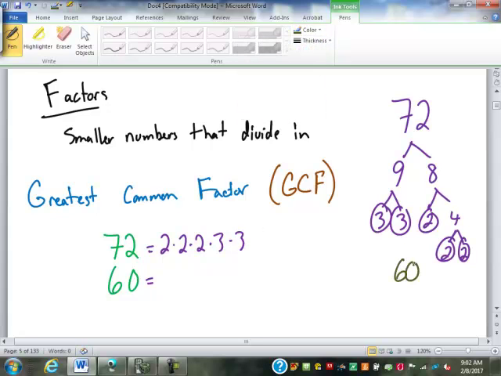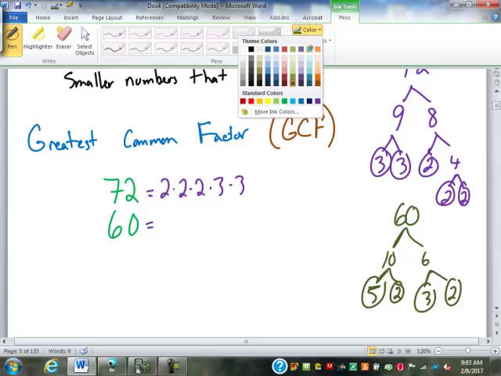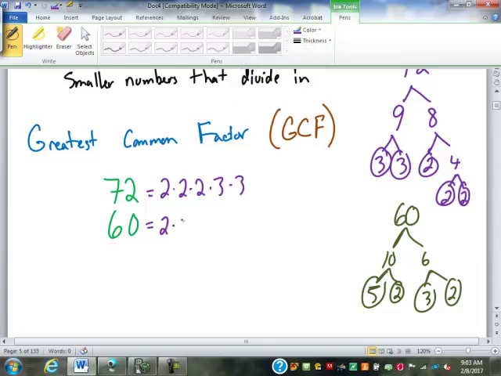Now we got the 60. Oh, and then the 0 can be divided by 10. So we're going to go 10 and 6 first. 10 splits into 5 and 2, both prime. 6, 3 and 2, or 2 and 3, both prime. So 60 is 2 times 2 times 3 times 5. Now the greatest common factor involves all common factors. So there's a 2 in common.